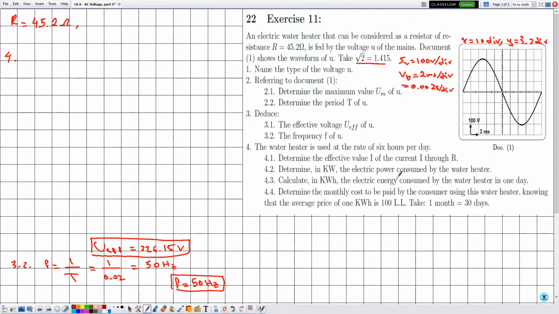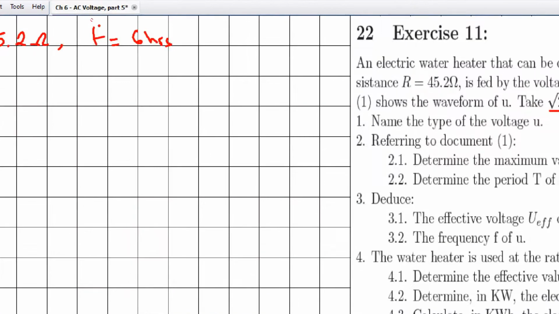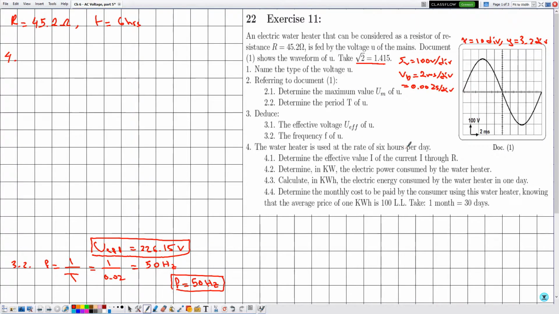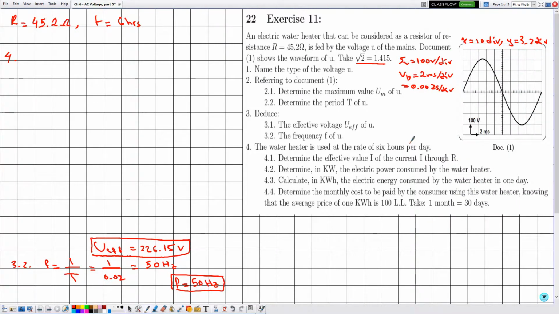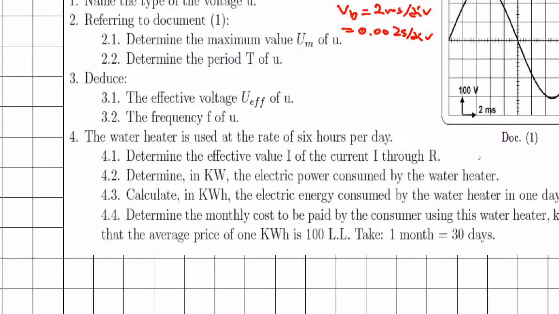Now number 4, they are telling me the water heater is used at the rate of 6 hours per day. So we have that T is equal to 6 hours. So what does this time represent? This time represents the number of hours in which this water heater is used per day. Now in 4.1 they are telling me determine the effective value I of the current I through R.